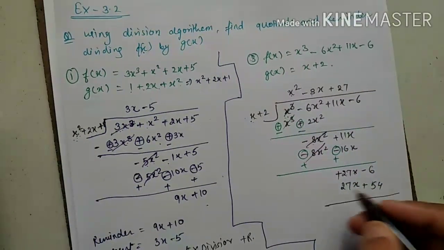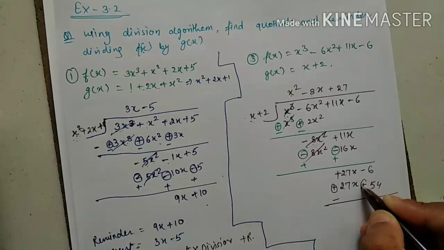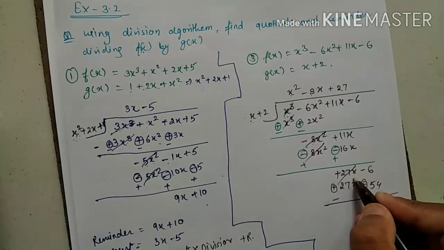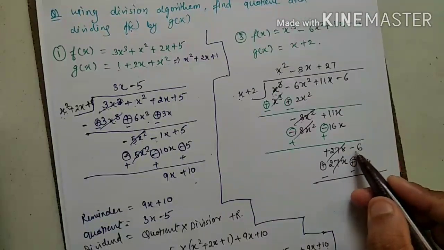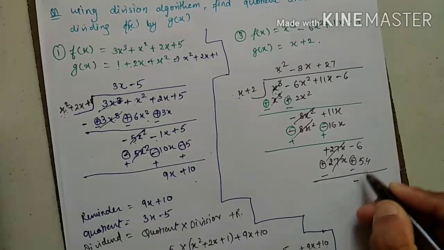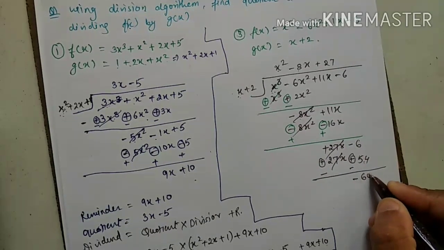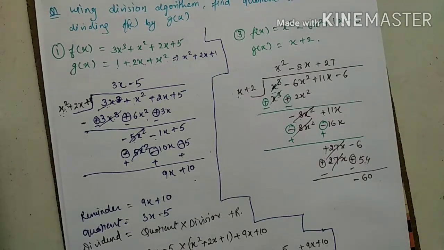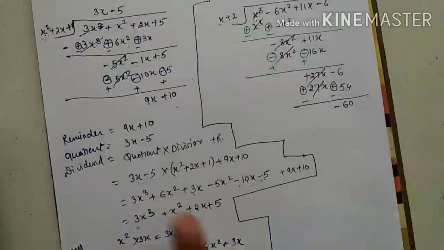Is it clear? Now this positive become negative. This positive become negative. Just cancel it. What you are getting? Minus 54 plus 6. It minus 6 become. Add it. What you are getting? 60. So your remainder is 60. Is it clear? So you have to check your answer with this proper process.